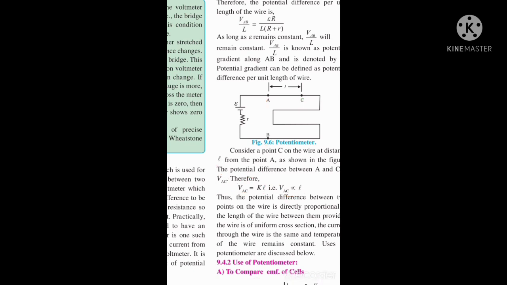So, students, in this video we saw one of the applications of Kirchhoff's law, that is the potentiometer instrument and the principle of potentiometer. In the next video, we will see uses of potentiometer.